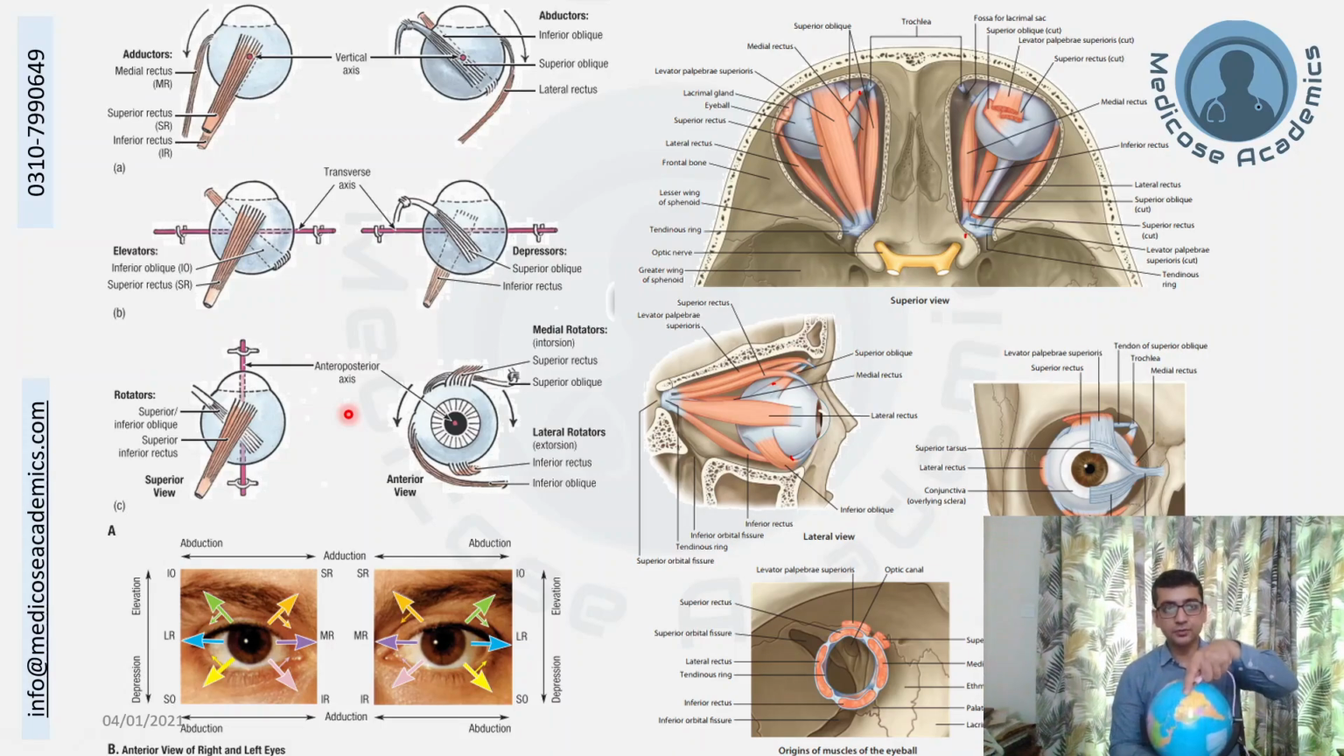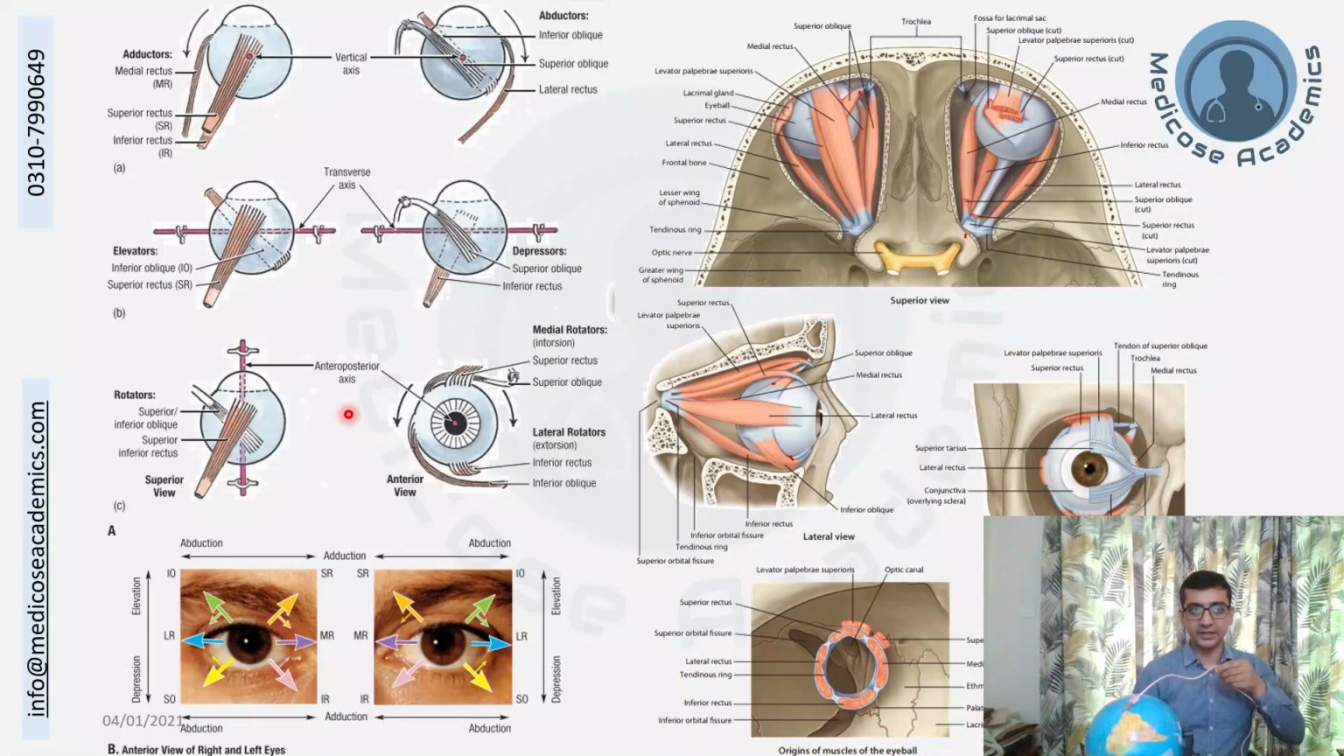Superior rectus is attached to the superior surface. This is the right eye and it is approaching from the medial aspect. When it contracts, it will move the eyeball up. It will help in elevation. It will help you to look up.